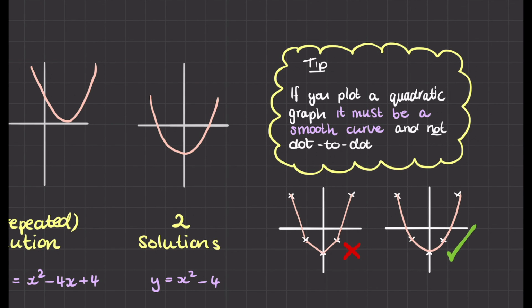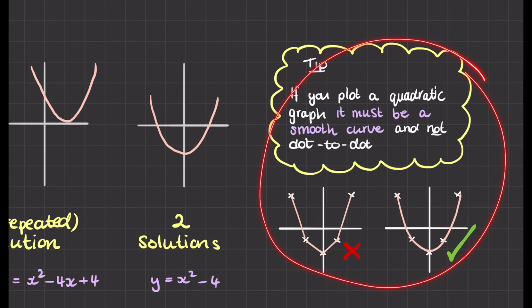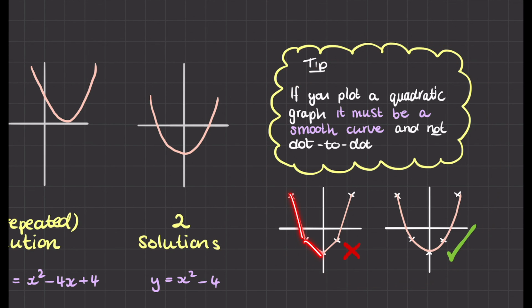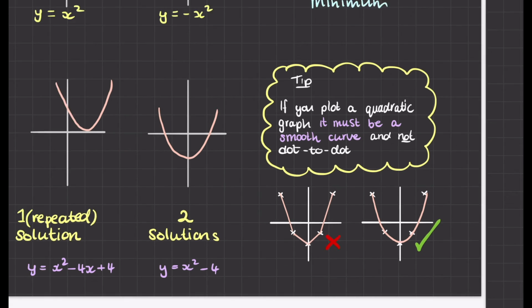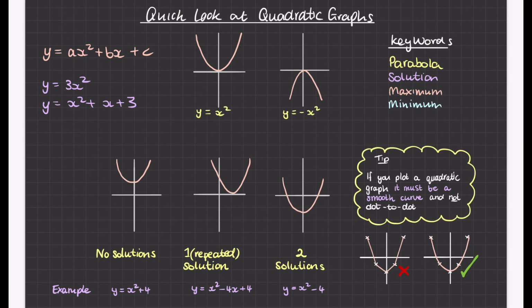Now, a quick tip: if you are trying to plot a quadratic graph, it must be a smooth curve and not dot to dot. So I've just added this bit in here for you to look at. Okay, not dot to dot. Sometimes they have exam questions and they try and ask you what's wrong with this, and we want to say, it should be a nice smooth curve, not dot to dot. Okay, so that's a quick look at quadratic graphs.